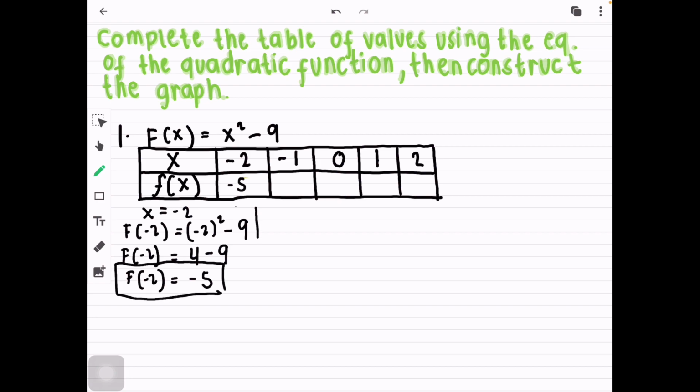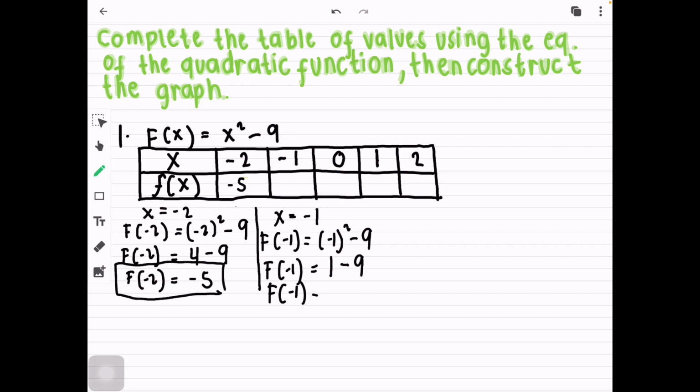So, paano naman kung ang x natin is equal to negative 1? Ganun lang din. Yung x naman ngayon, ang ipapalit naman natin ay negative 1. So, we have f of negative 1 equals negative 1 squared minus 9. So, f of negative 1 equals negative 1 times negative 1. Magiging positive na siya. Minus 9. So, f of negative 1 equals 1 minus 9 is negative 8, kasi mas malaki si 9. Kapag naka-absolute, diba si negative 9? Okay. So, we have negative 8.